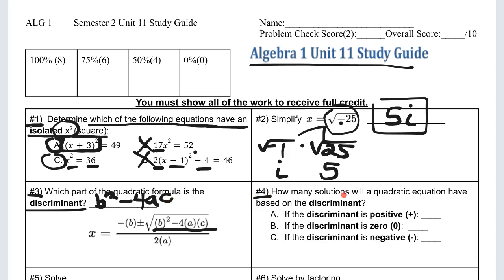Number 4, how many solutions will the quadratic equation have based on the discriminant? If the discriminant is positive, there are 2 real solutions. If the discriminant is 0, there is one real solution, however, it is repeated twice. If the discriminant is negative, meaning you have a negative within the square root, it is then 0 real solutions.